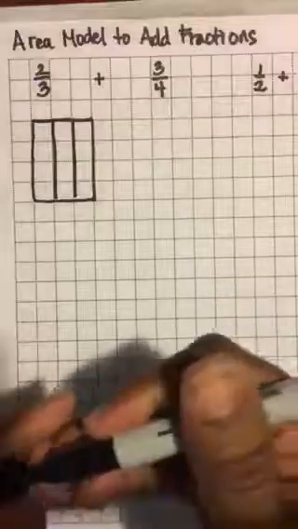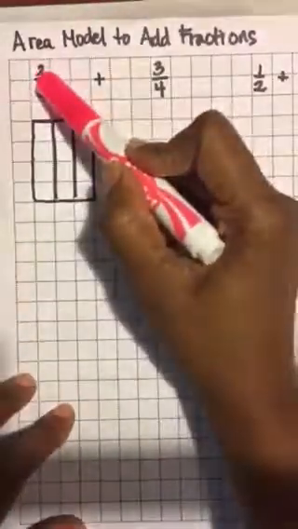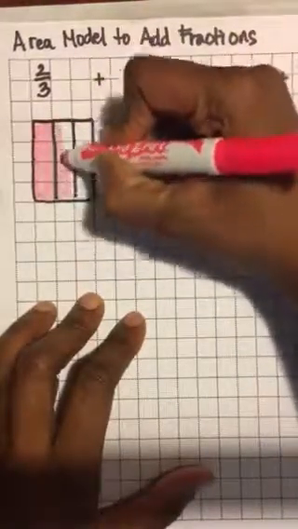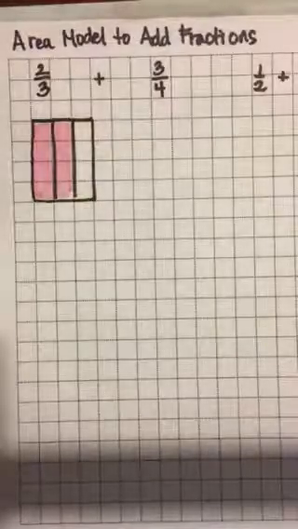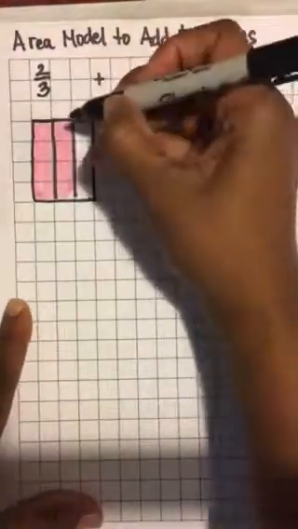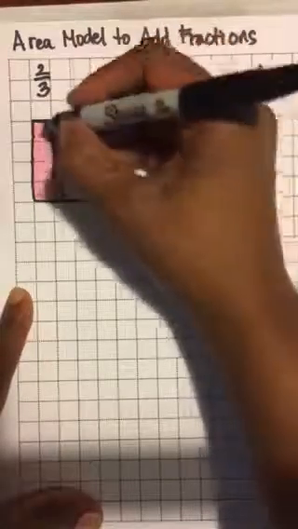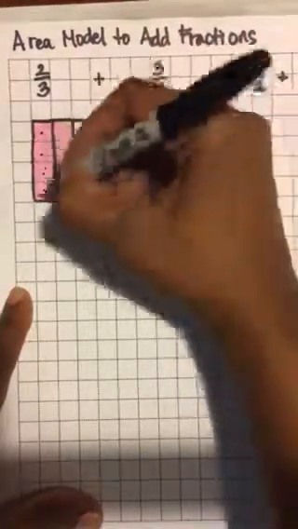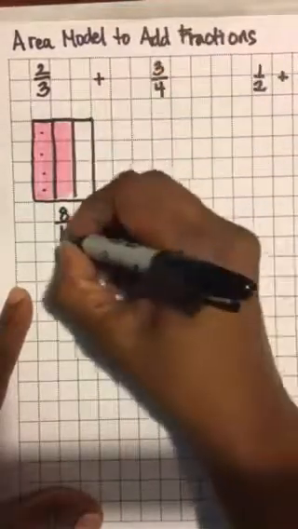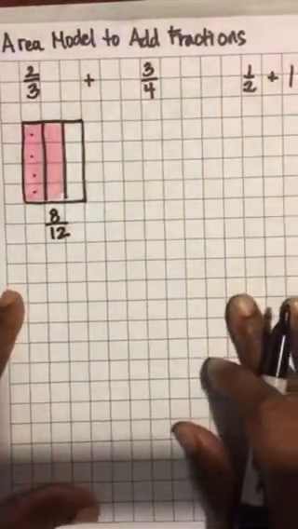And then I partition the shape into thirds, and I need to shade in 2 of the 3. So here's 1/3, 2/3. All right, now to use the rectangular model to find the equivalent fraction. 4, 8, 12. So 2/3 is equivalent to 8/12.